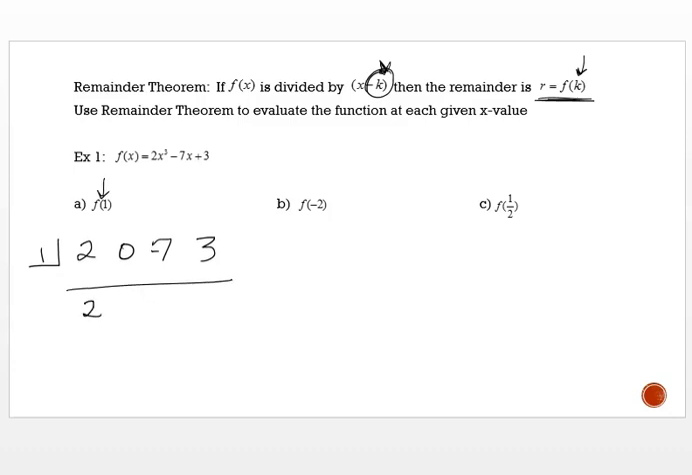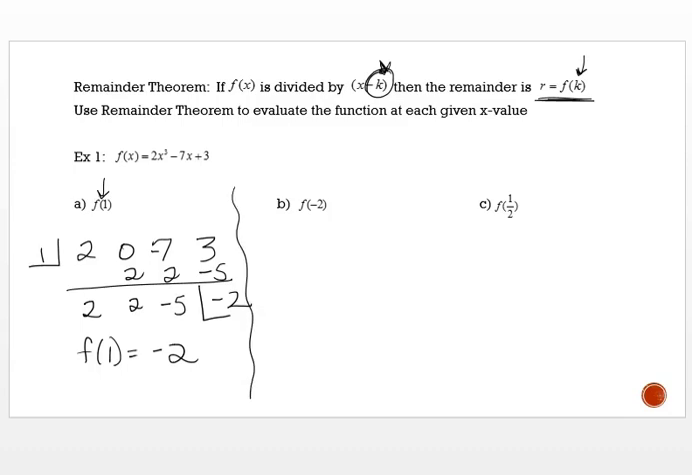If I drop the 2 down, multiply, 2 times 1 is 2. Negative 7 plus 2 is negative 5. Negative 5 times 1 is negative 5. And that gives me a remainder of negative 2. So what does that mean? It means f of 1 equals negative 2. If I plugged a 1 into this equation up here, I would get a negative 2.